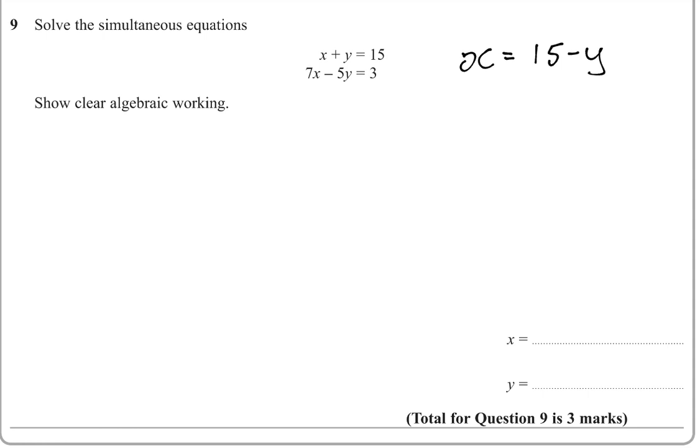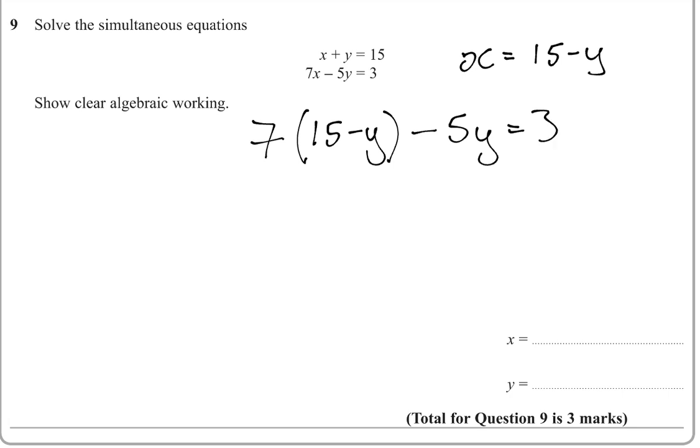Okay, then I'm going to substitute when I see x in the other equation. So instead of writing 7x, I'm going to write 7 lots of 15 minus y, minus 5y equals 3. So the rest of the equation I've written exactly as it is there. Just where it says x, I've written 15 minus y. So this method is called substitution. So then I multiply out the bracket.